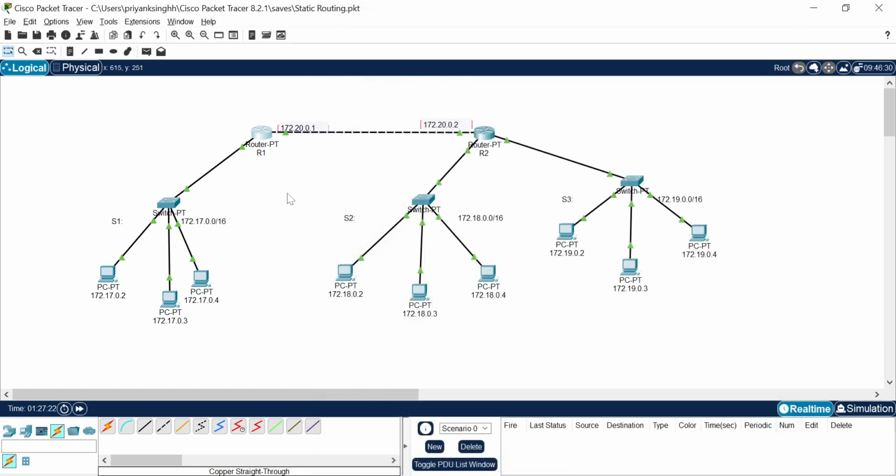So let's have a look at our network. I have created three networks over here. First one is 172.17 series, second one is 172.18 series, third one is 172.19 series. In case of the first network, I have given same series IPs, that is 172.17.0.2, 3 and 4.